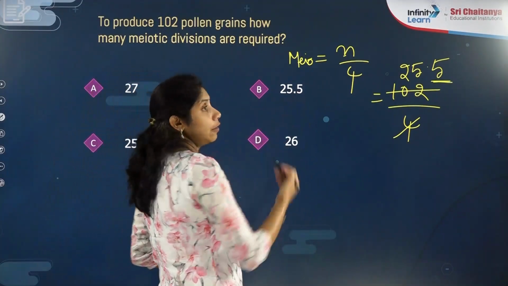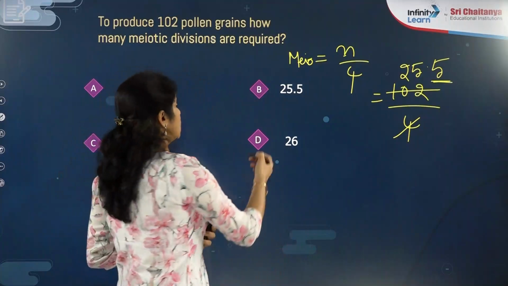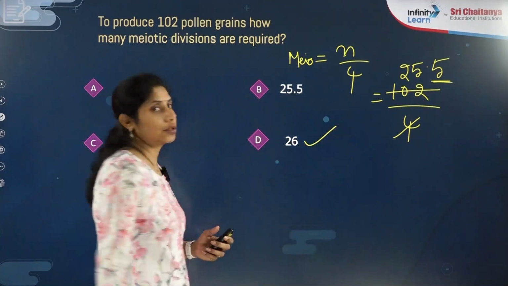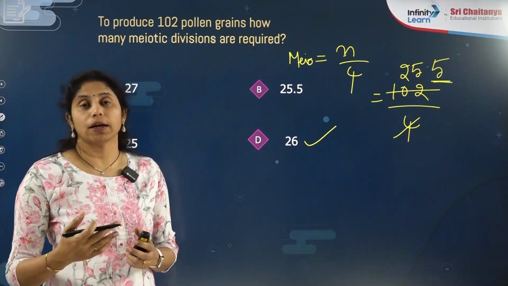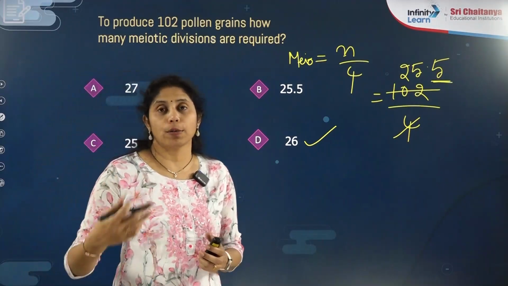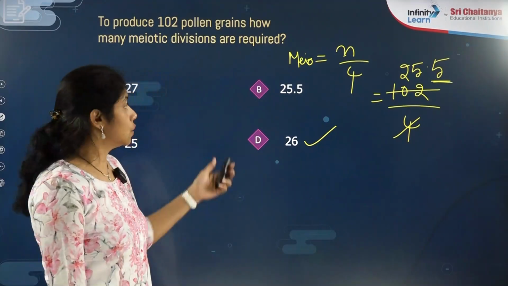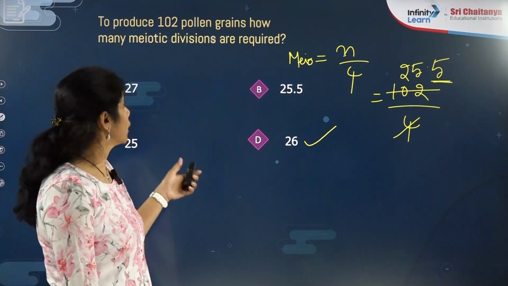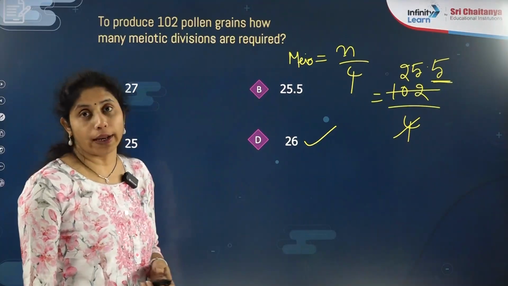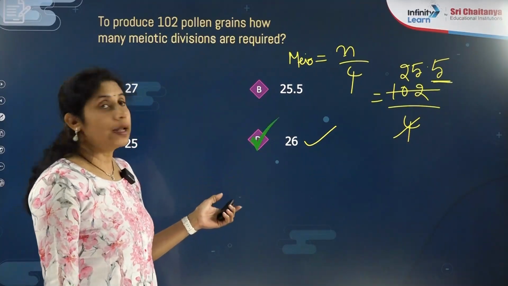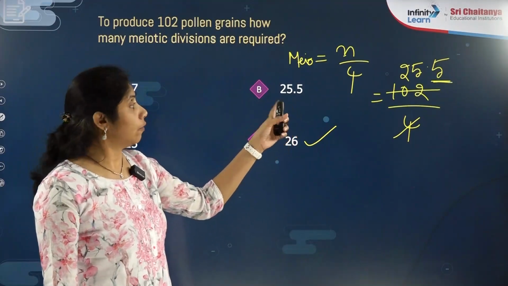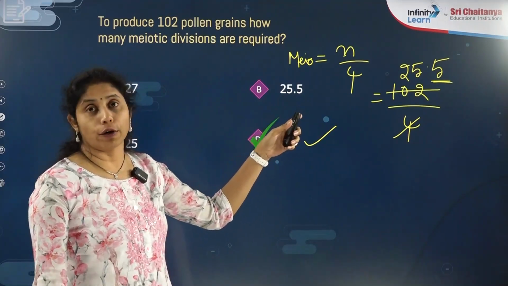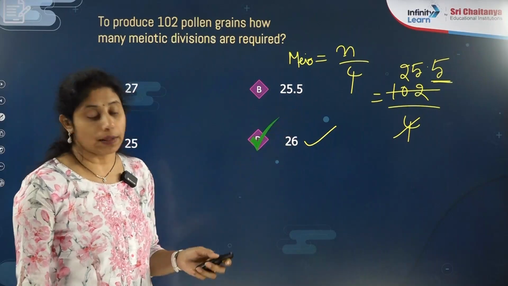So instead of 25.5, 26 will be correct, because the division cannot be stopped in the middle unless you are using any mitotic poison or meiotic poison like that. So we can't take that. So how many meiotic divisions are required to form one or two pollen grains will be 26. Though the number you are getting is 25.5, you have to round it off to the next nearest number, it will be 26.